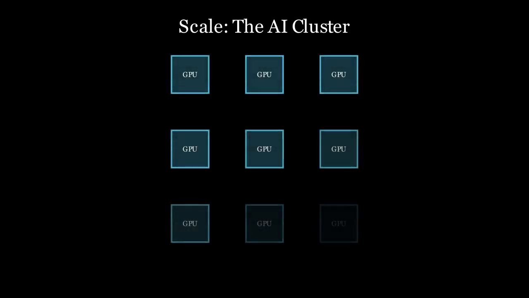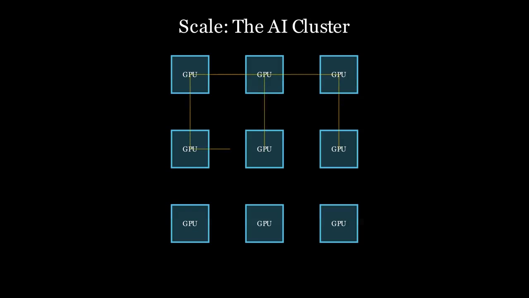From the microscopic flow of data in a systolic array to the massive scale of GPU clusters, parallel processing is the heartbeat of the AI revolution.